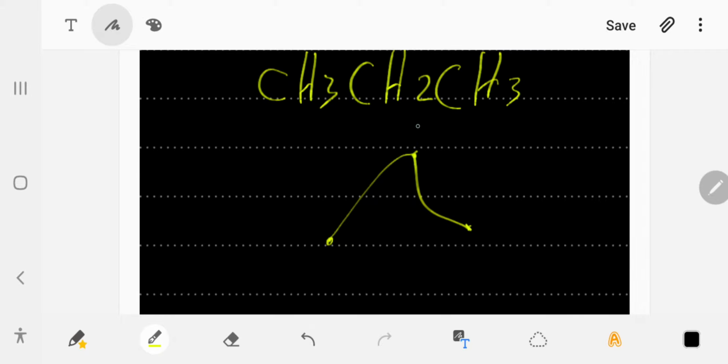What about the name of this compound? Can you guess? We have 3 carbon atoms, so 3 will take the prefix prop. And because all of the bonds here are single bonds, it will be an alkane, so it will be propane.